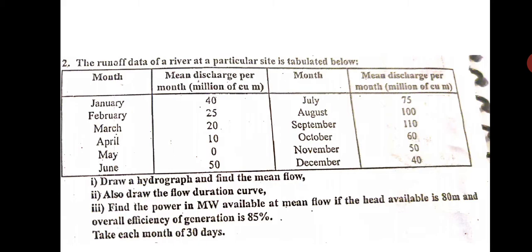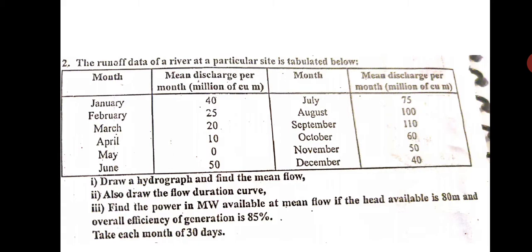In the earlier problem it was meter cube per second. Now it is given as millions of cubic meter for that particular month. Please understand this discharge: 40 million cubic meter is for 1 month. Earlier the problem was directly in meter cube per second, but here it is million cubic meter per month.